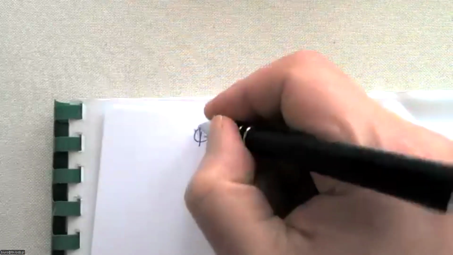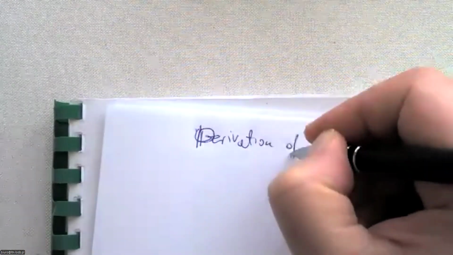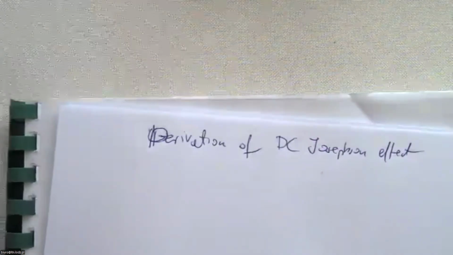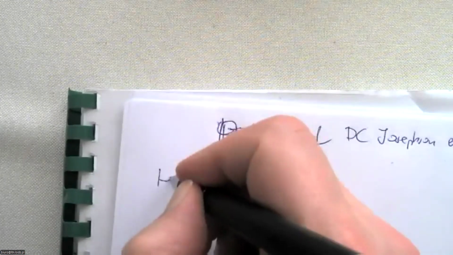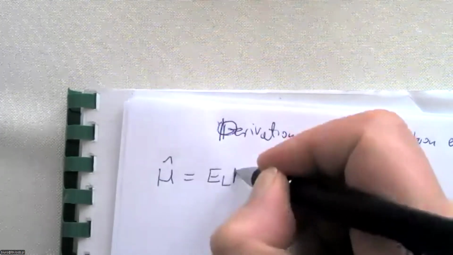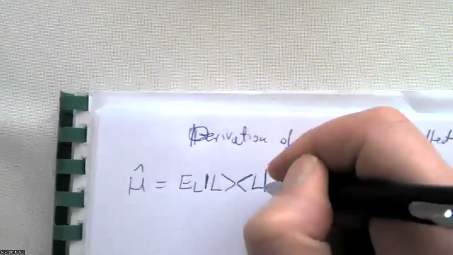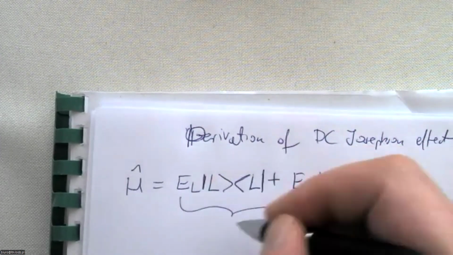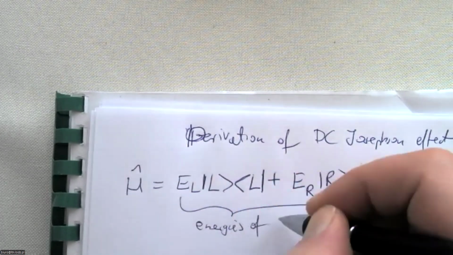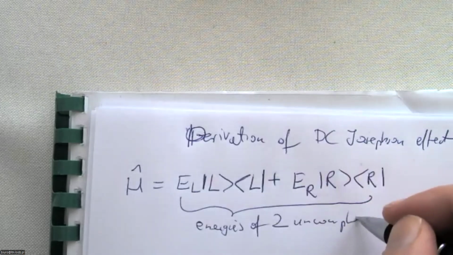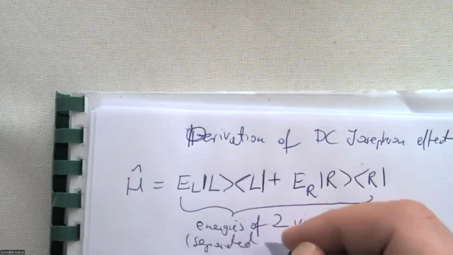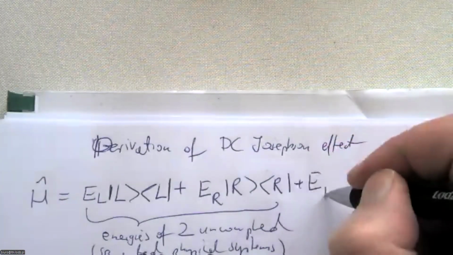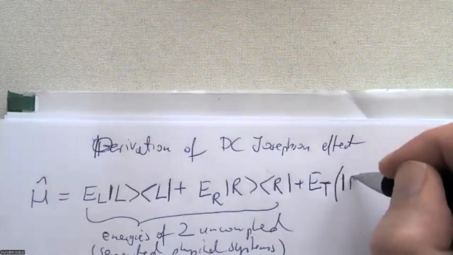So this is the derivation of the DC Josephson effect. What type of situation do we have? We have the Hamiltonian of the system, which is written in this way. This is the energies of two uncoupled, separated physical systems. And then there is this tunneling term, which describes the interaction between the systems.